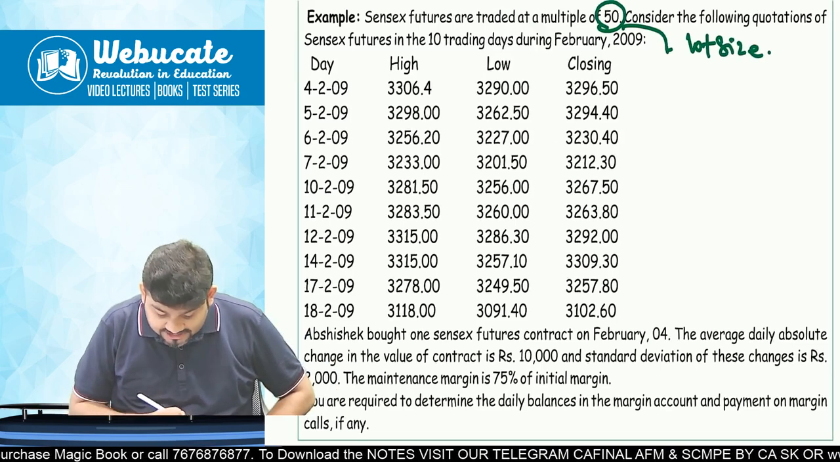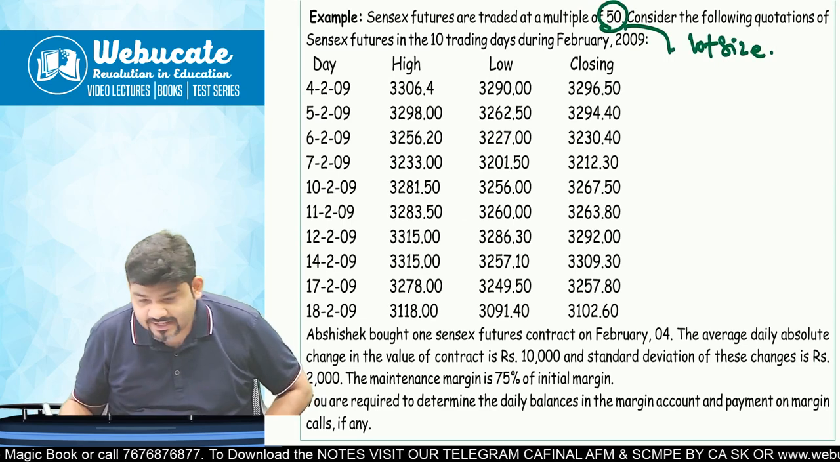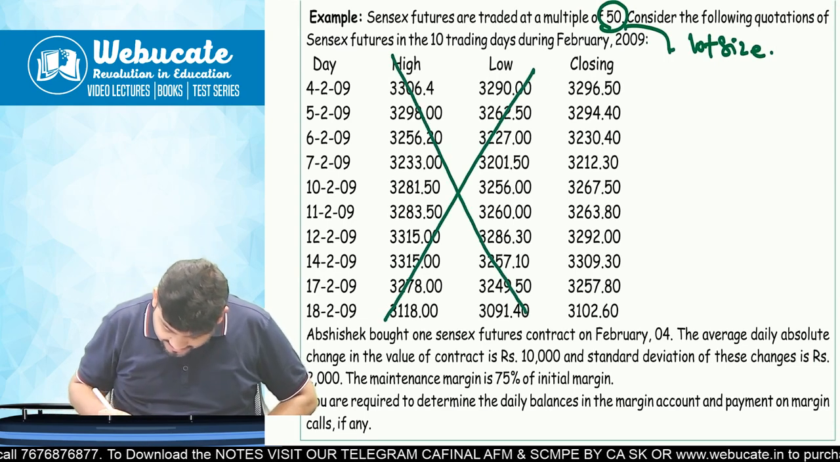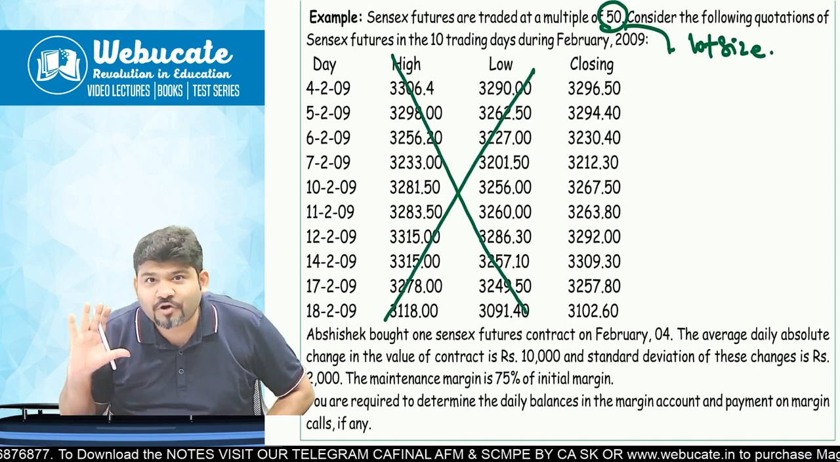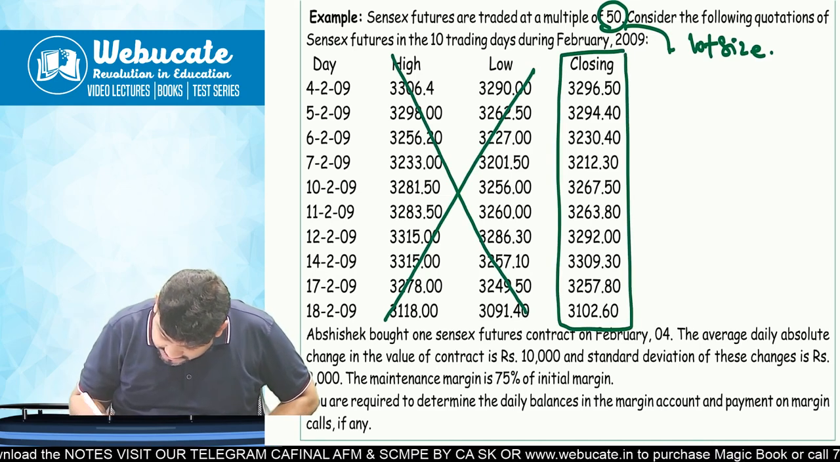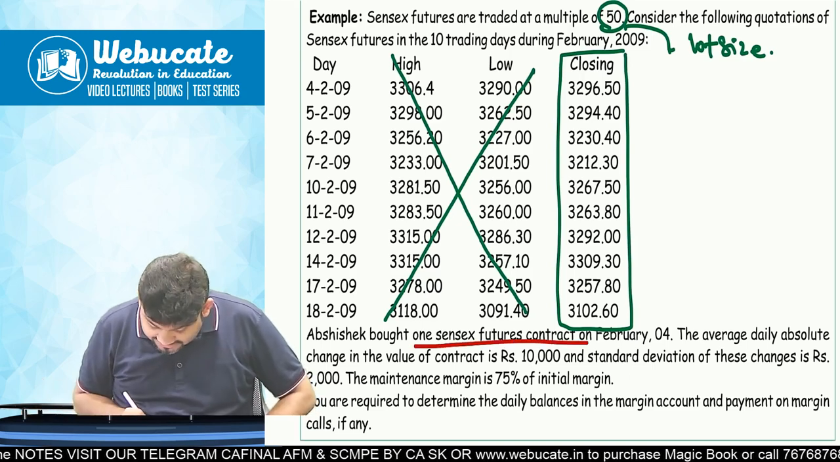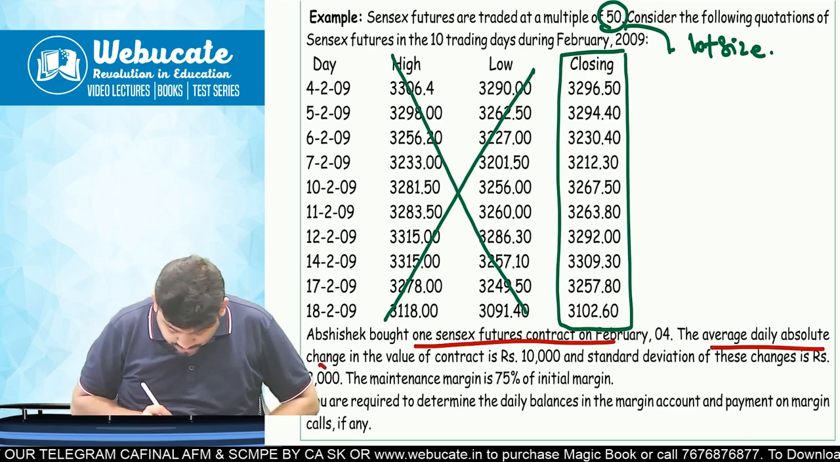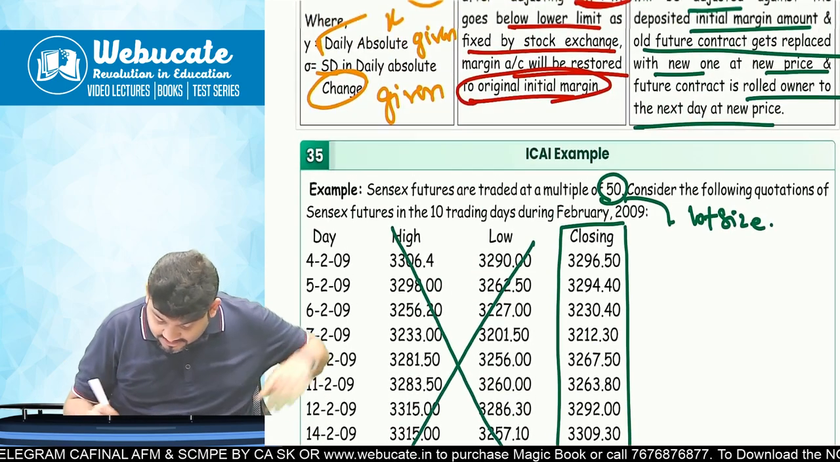The following quotations are obtained for the trading days: low, high, closing. We are not concerned with the low and high. Let's remove the unwanted information. Now the only wanted information is the closing balance. Abhishek bought one Sensex futures contract in February. The average daily absolute change in the value of the contract is 10,000.